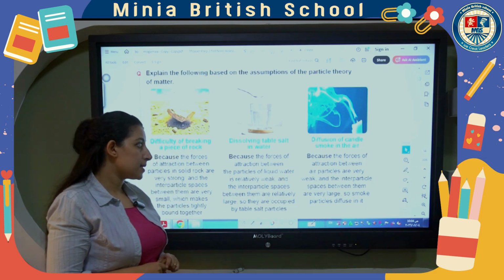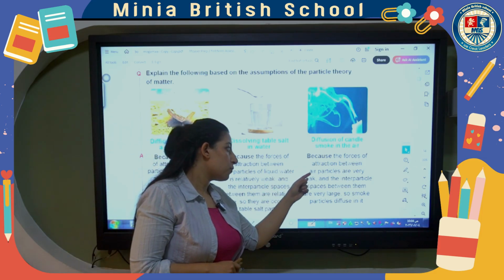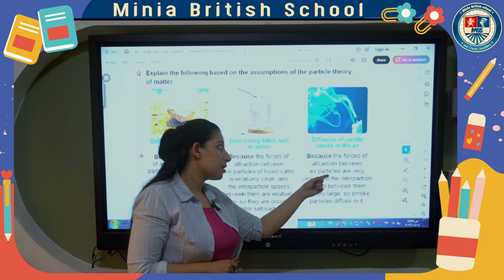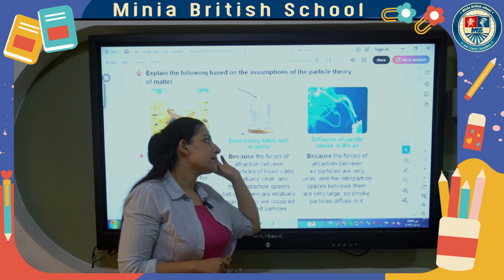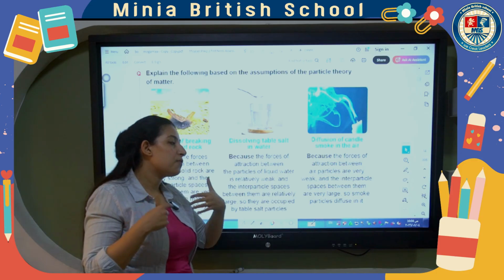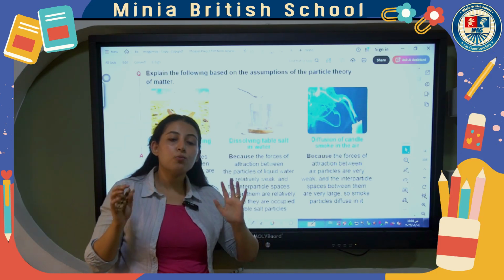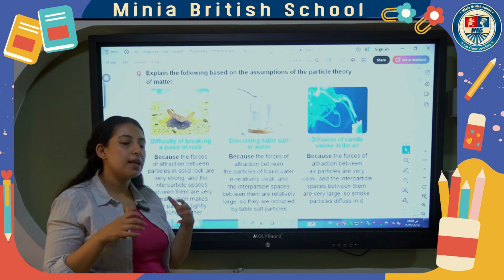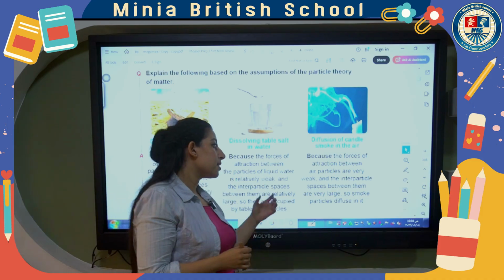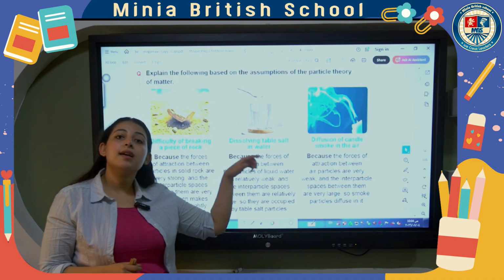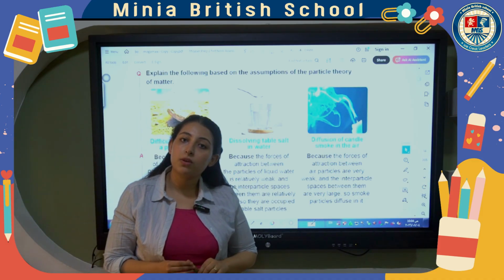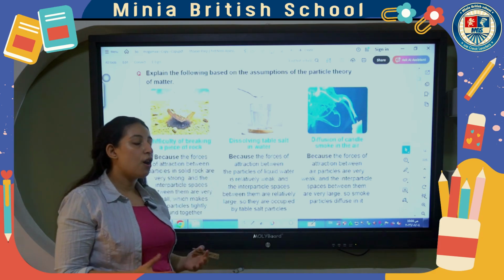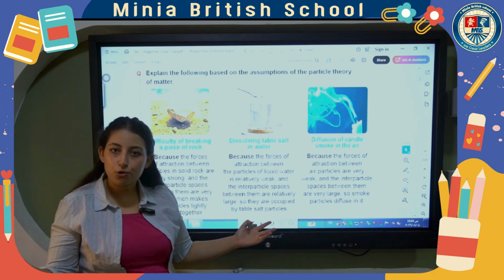The same in gases. Its attraction force is very weak. So the diffusion of candle smoke is with very high speed inside the room or anywhere. We can smell any odor, as I said in the previous video, also related to the interparticle spaces between them, which are very, very large.